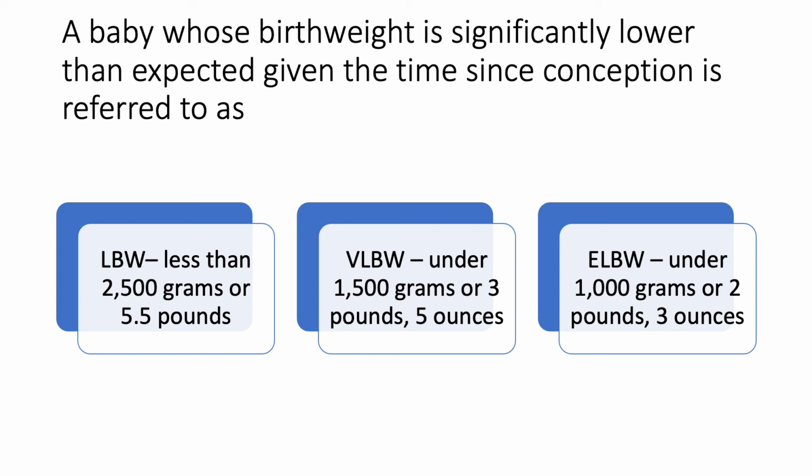The three most common causes for low birth weight babies are malnutrition, drug abuse or substance use, and the third is multiple births. So if you have twins or triplets or quadruplets, then you are more likely to have low birth weight babies.